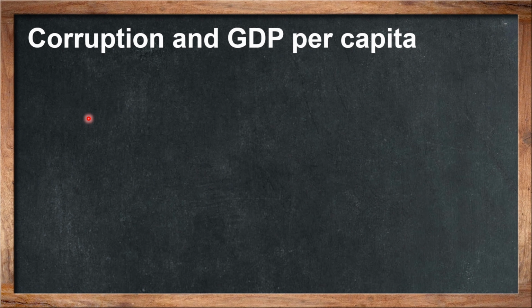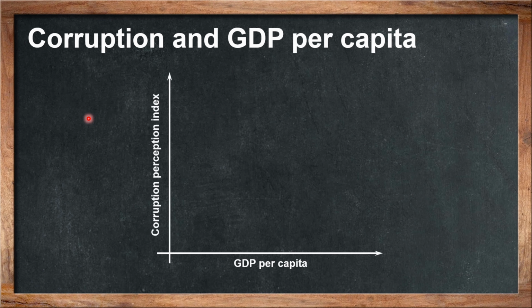Let's consider corruption and GDP per capita indicators. If we consider the Cartesian coordinate system, we denote the GDP per capita to be depicted on the x-axis and the corruption perception index on the y-axis. Then, for example, each country can be depicted as one point on this plane. It has some x-coordinate and y-coordinate, which correspond to GDP per capita and corruption perception index values. Then, if we put more countries on this plane, it would look like this.